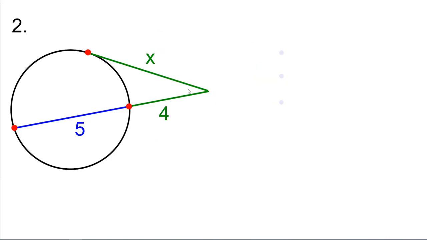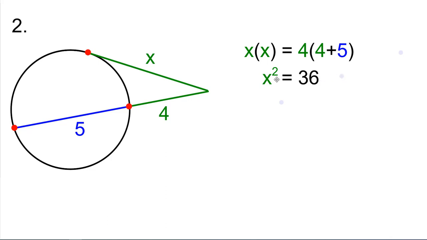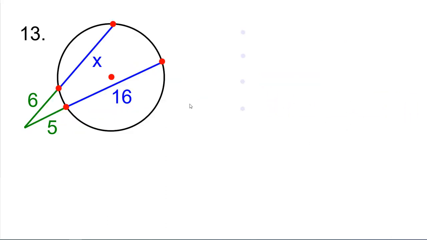So now we have the secant and a tangent. So we're going to do the tangent part first. So the outside, which is x, times the whole thing, which is x, right? Because it's tangent. The whole thing is on the outside. So x times x is equal to the outside, which is 4, times the whole thing, which is 4 plus 5. All right, so x times x is x squared, is going to be equal to, that's 9, so 4 times 9 is 36. How do we undo a square? That's right, do the square root. So square root of 36, which is going to be equal to 6. Whoa, what just happened there? Oh, they were two separate things. I can fix that.